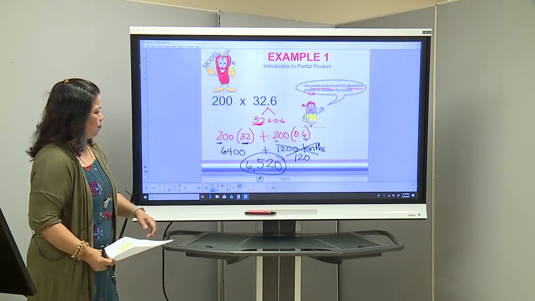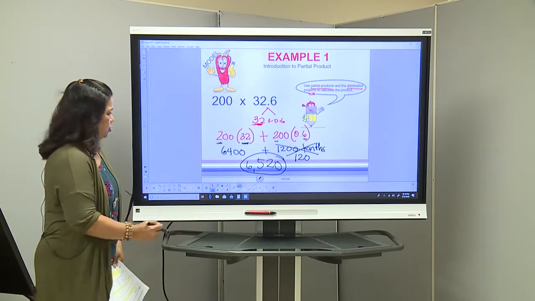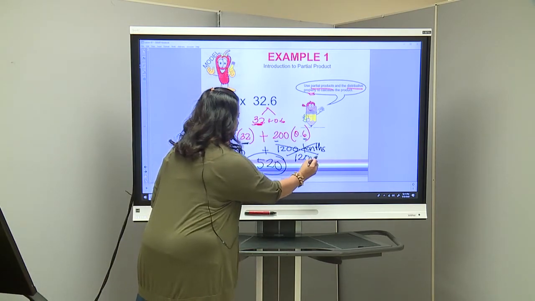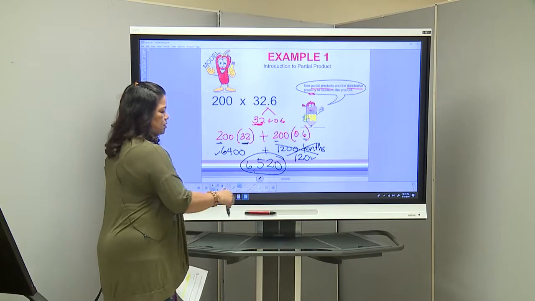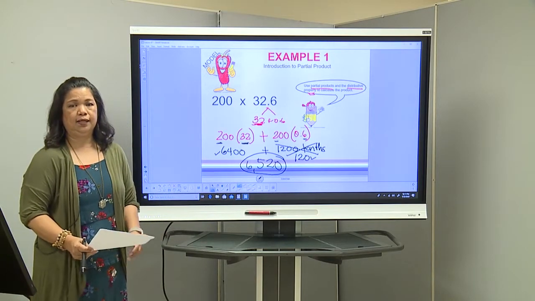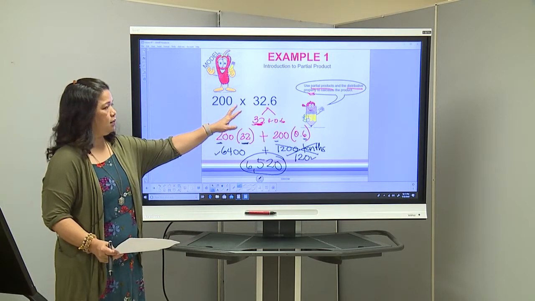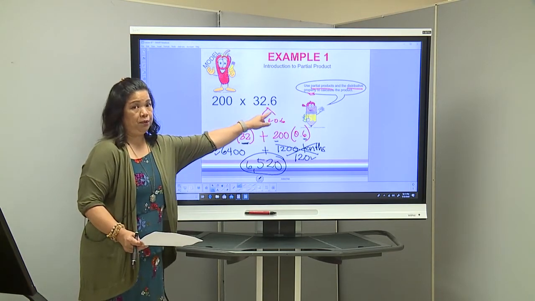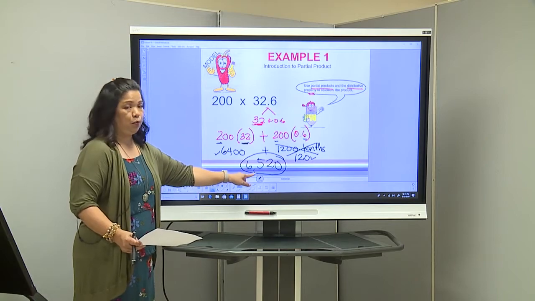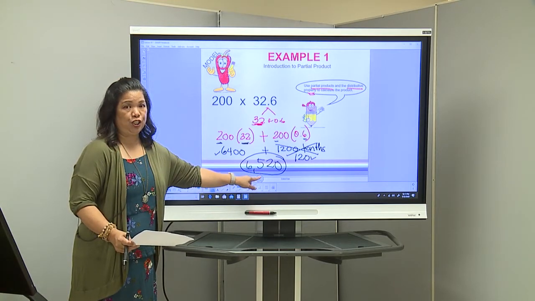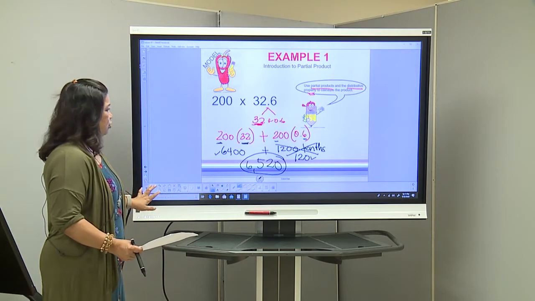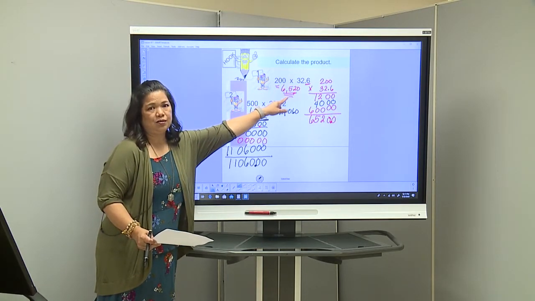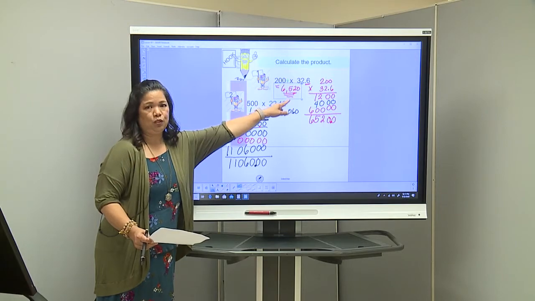Okay, so which ones are the partial products? 6,400 and 120, and your final product is 6,520. And that is by using the distributive property. Now let's go back. You remember this problem right here? Our answer, 6,520. We go back to the previous slide. Look, 6,520. So which one would you prefer?